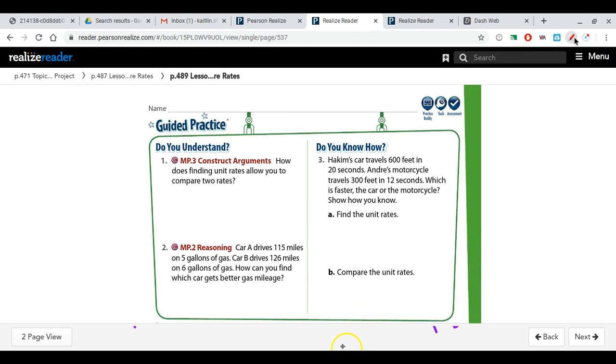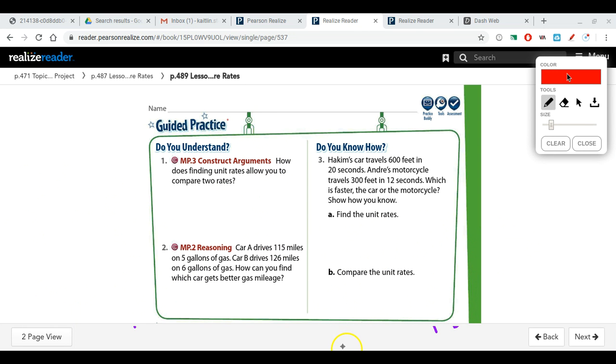You guys are going to go ahead and do 4 through 9 all, and then you're going to do all of 13. So that's what you guys are going to work on for your independent practice.